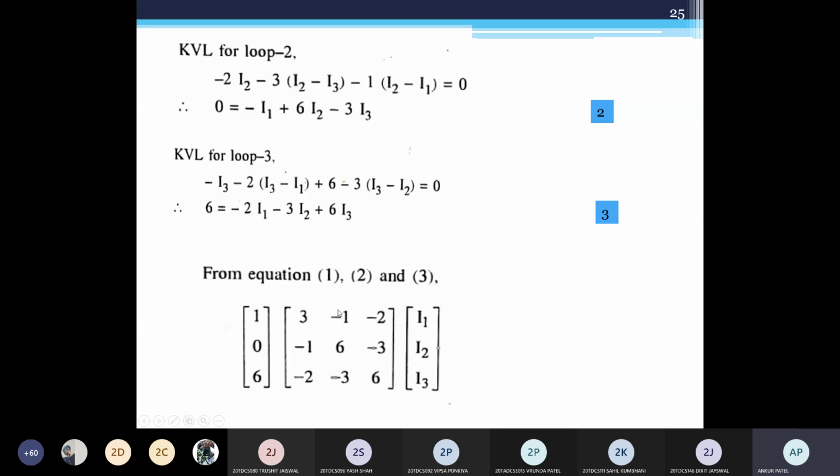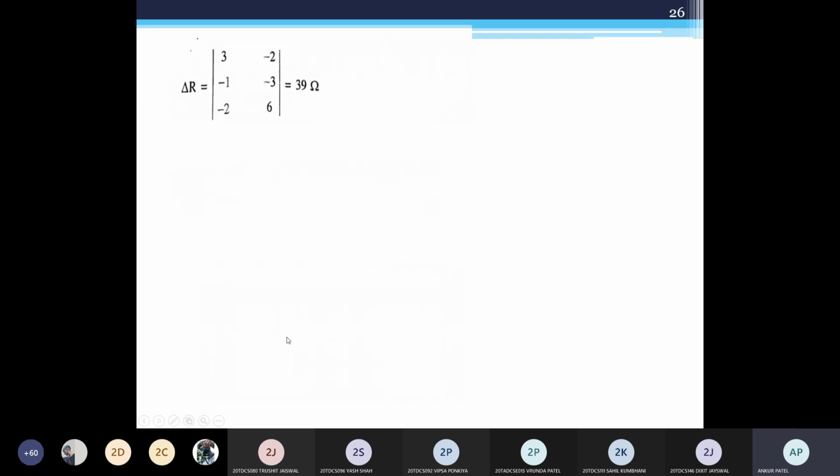Now find the overall determinant delta R, then delta R1. Just replace the coefficient of I1 by the constants. For I2, replace the second column by this constant, and for I3, replace the third column by this constant. So you will get delta R as 39 ohm. Are you getting delta R 39 ohm?